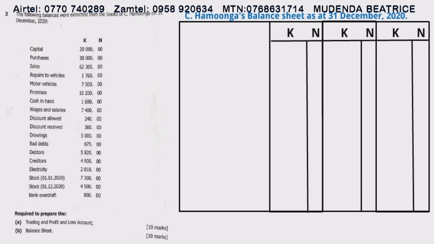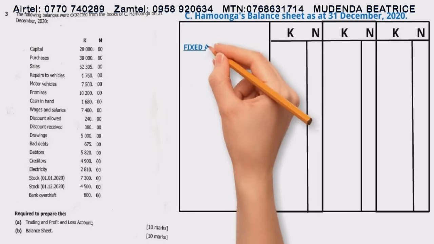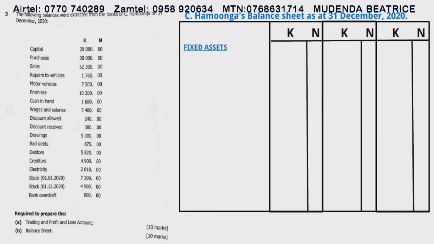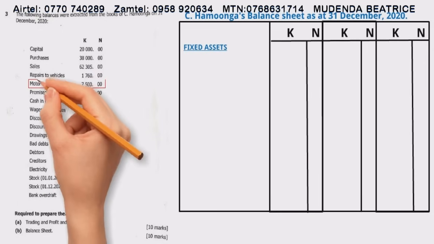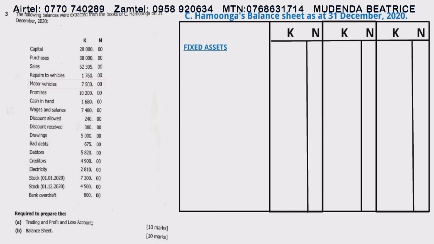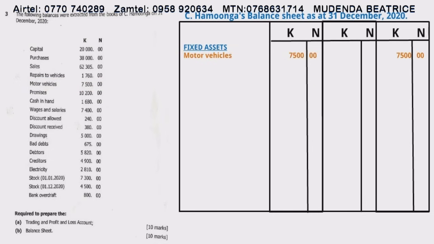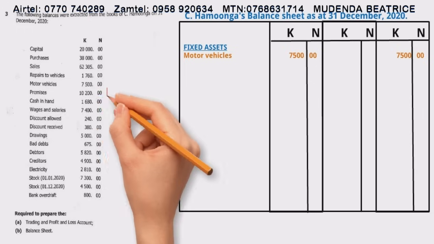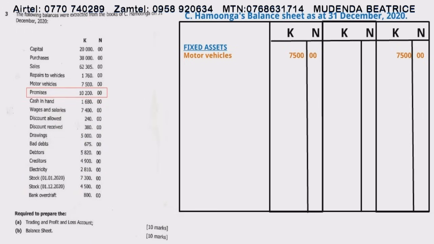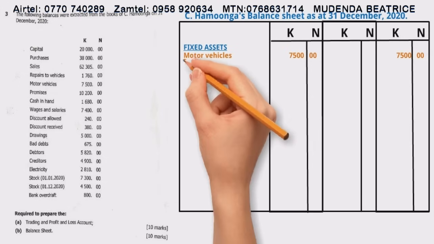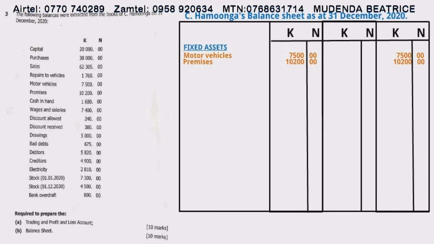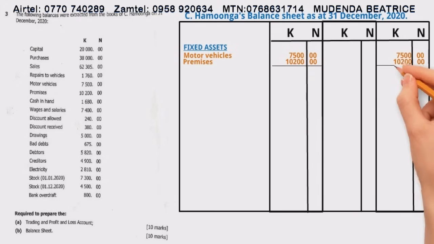First we'll start with the fixed assets. Which ones are fixed assets from the transactions given? We have motor vehicles. Motor vehicles is a fixed asset, so enter motor vehicles 7,500, and there also write 7,500. Then premises is the next fixed asset, which is 10,200, and there we write 10,200. Basically those are the fixed assets we have in the transactions.